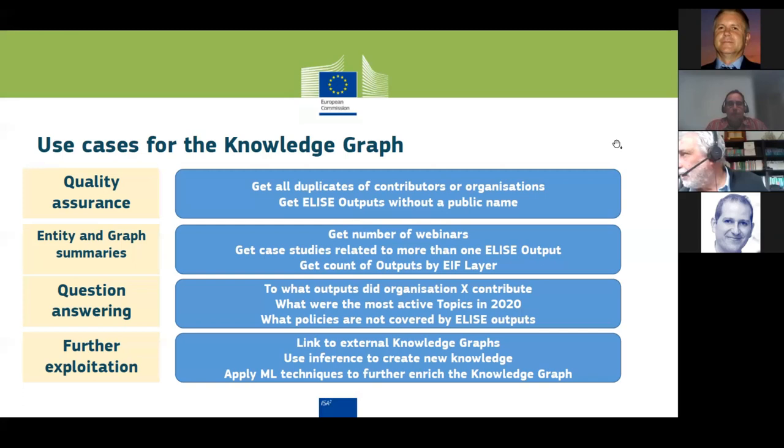Further exploitation was already mentioned before. You can start using artificial intelligence, but it is already much easier as you can start linking to external knowledge graphs. And that's why you reuse existing vocabularies as much as possible, for example, because then you can very easily start linking.